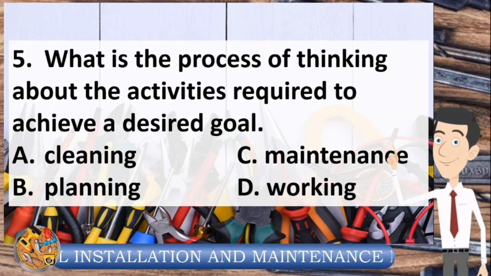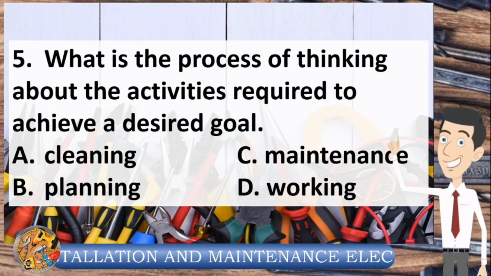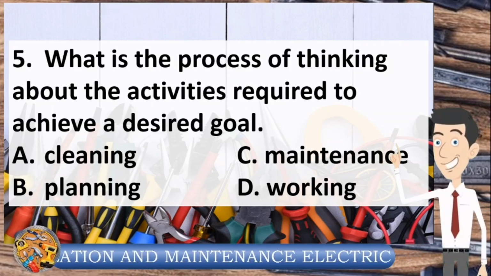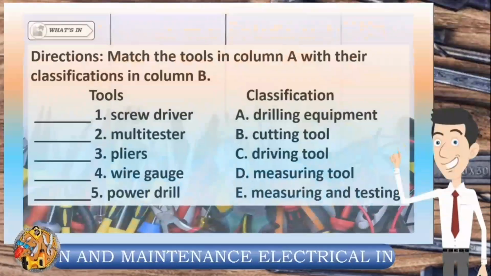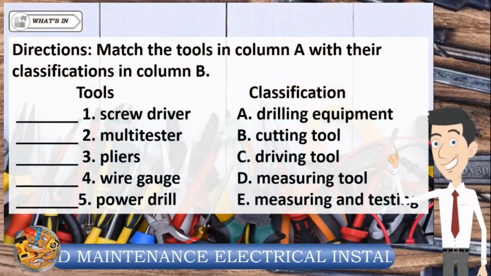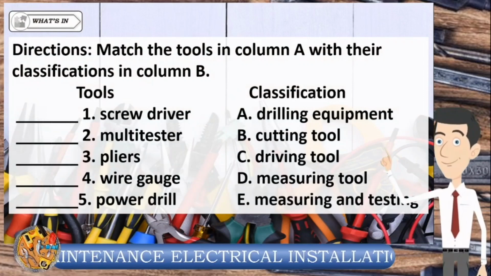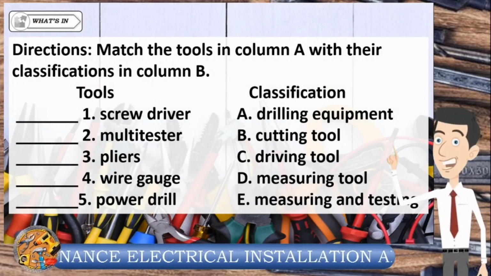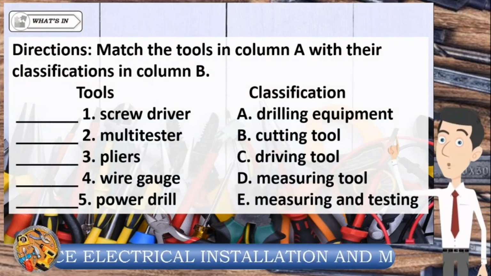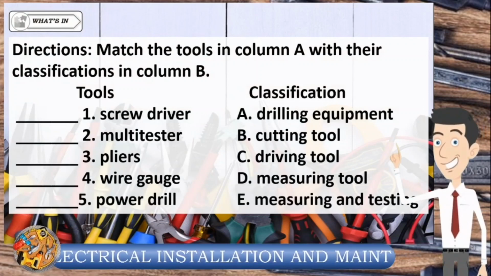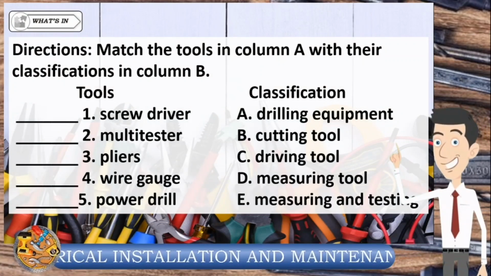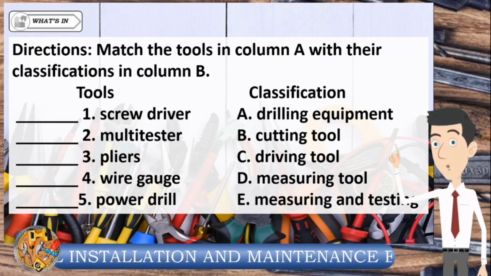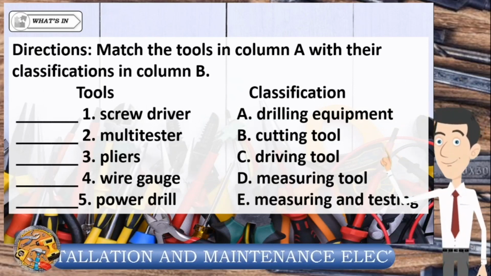Great job, class. Now we are done with our self-assessment. Let's proceed to our motivation. Let's have What's In. Direction: match the tools in column A with their classification in column B. In this motivation, we need to identify the classification of the tools.